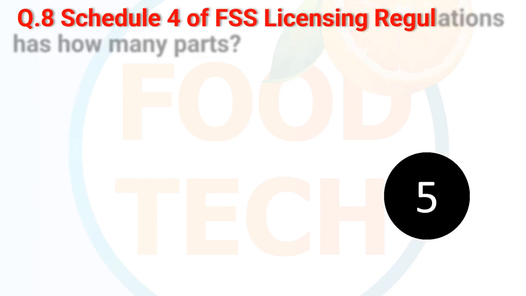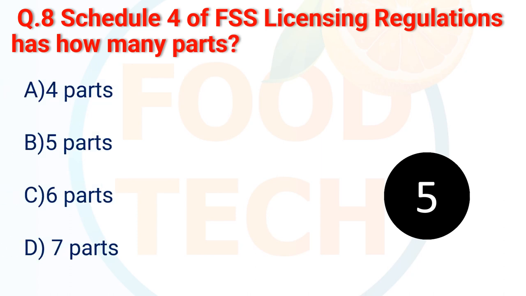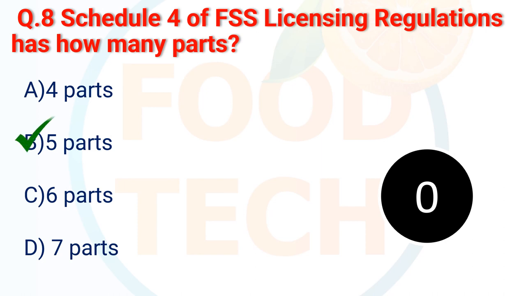Question 8. Schedule 4 of FS licensing regulation has how many parts? A. 4 part. B. 5 part. C. 6 part. D. 7 parts. The answer is B. 5 parts.